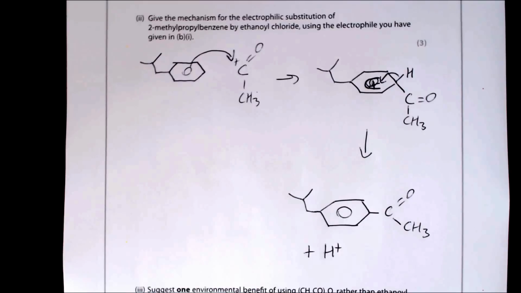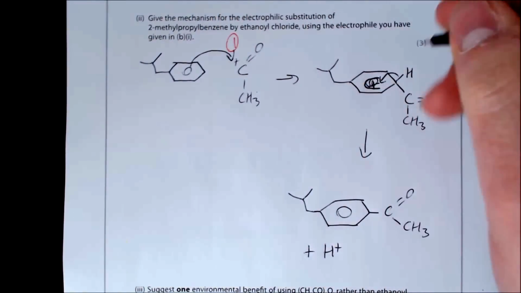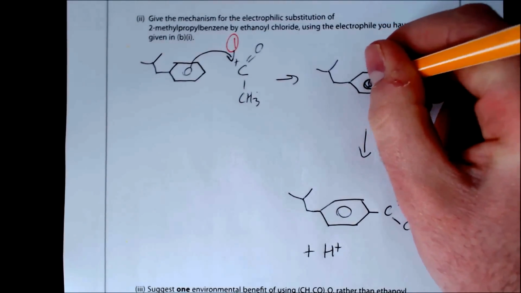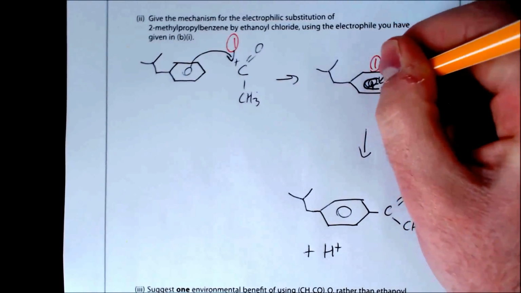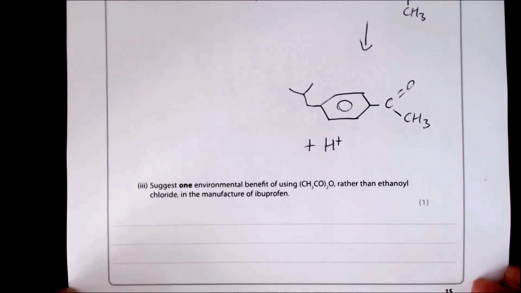Okay, so let's divvy up the marks. We've got 3 marks here, so again, not bad for a mechanism. So we get 1 mark for drawing, obviously, this arrow here. We get 1 mark for the intermediate. That's a positive charge in the middle there with a horseshoe shape facing that way. 1 mark for the arrow. And there's your 3 marks, and obviously there's your final product there at the end there. Okay, right. On to the next part.